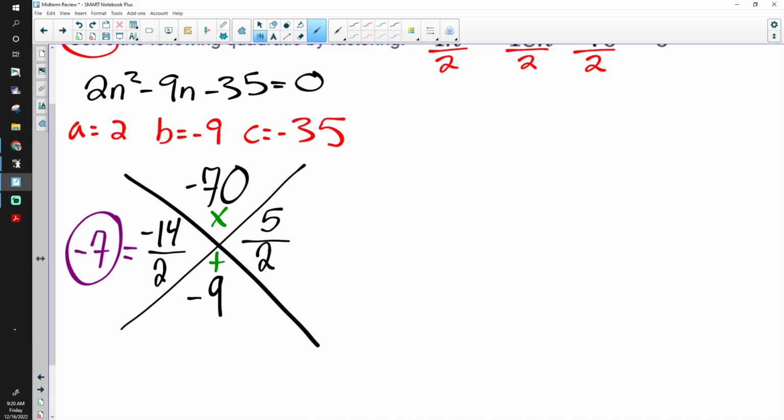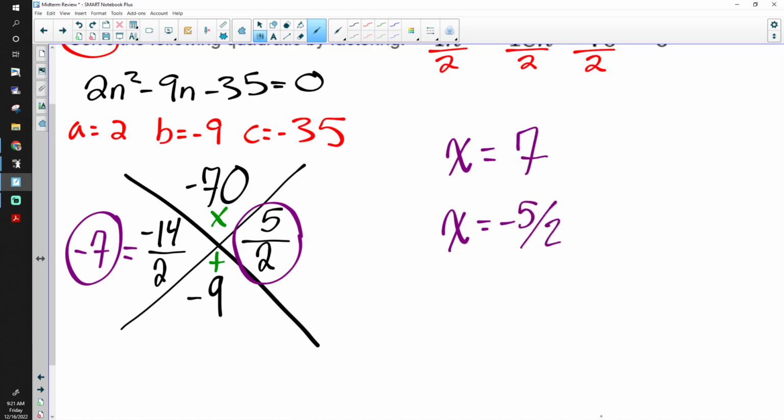This is not my solution yet. 5 halves, can we simplify? No. This is my second factor. Those are what we would use to write factored form. To write our solution, we just flip the sign of both of them. So my two x values are going to be positive 7 and negative 5 halves. That's all you do for solutions.